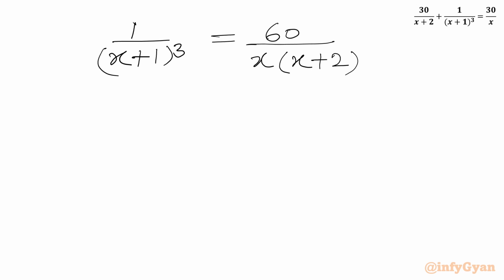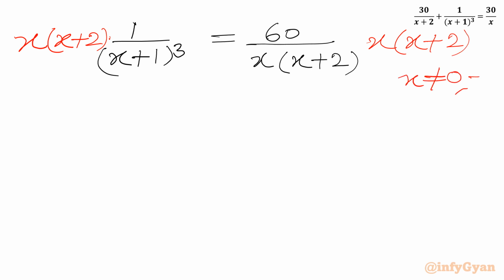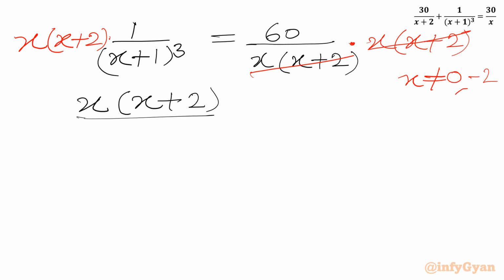Now I will multiply both sides by x times (x plus 2). So x times (x plus 2), this side also x times (x plus 2), as we have x non-zero and not negative 2. Now I will cancel x times (x plus 2) from RHS. Now our equation we can write as x times (x plus 2) over (x plus 1) whole cube equal to 60.